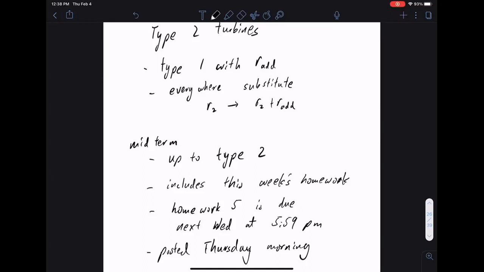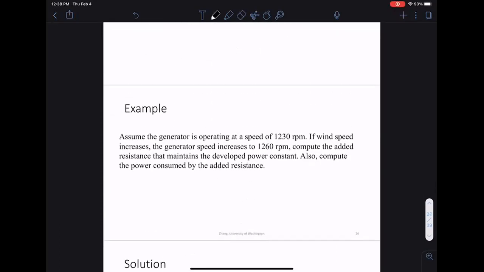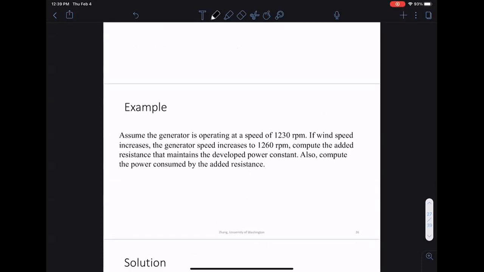Let's finish type 2 today. One thing with type 2 is you can change your maximum power. You can operate at a higher pull-out power with this added resistance. Another thing you can do is keep the power constant if, for example, the slip changes. As one example, think of a generator operating at 1230 RPM. If the wind speed increases, then the generator speed also increases, so you spin a little bit faster.